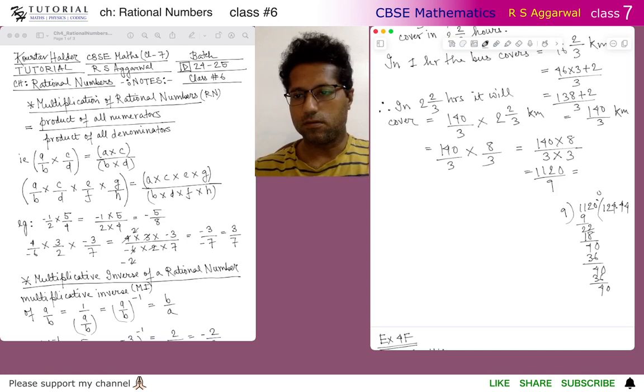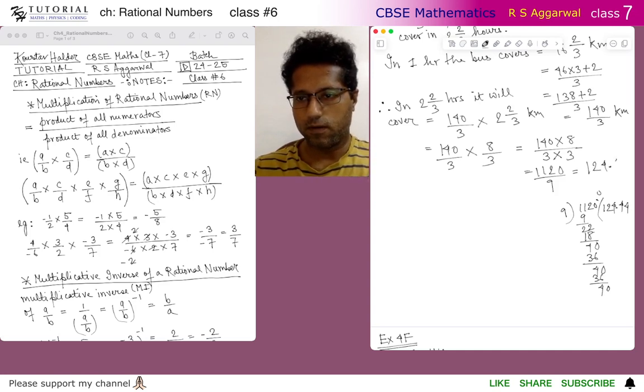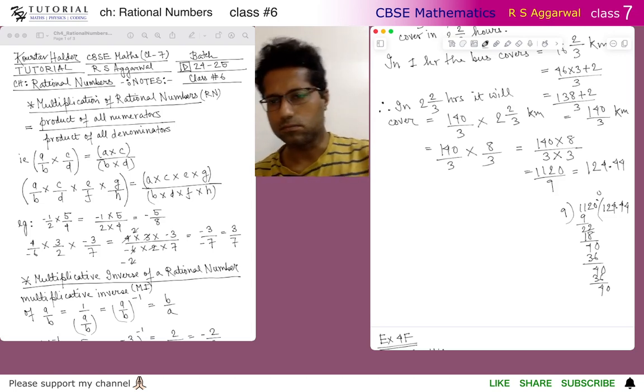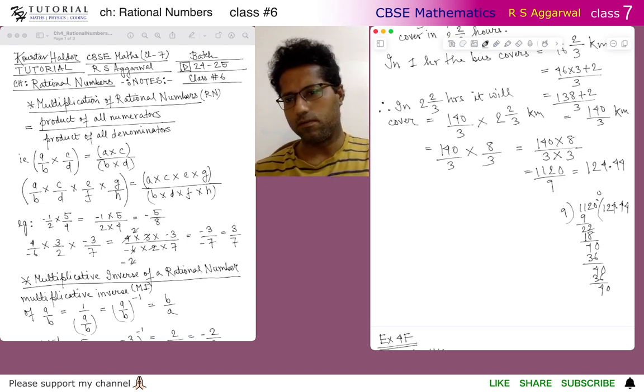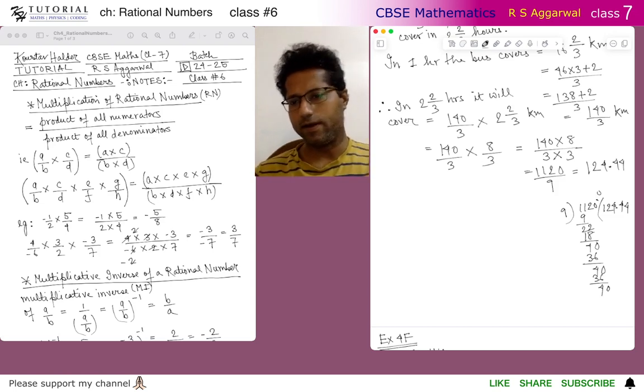Okay, so this is 124.4. Sorry, we need not. Since it will not divide, the long division will never end. The decimal points, there will be endless digits after the decimal point. There will be 444, endless 4. Continuously there will be 4 after the decimal point.